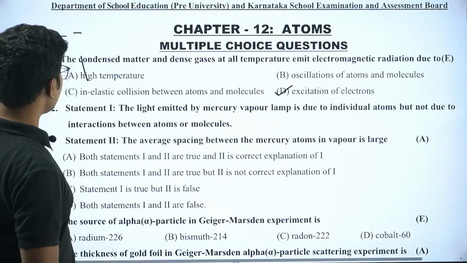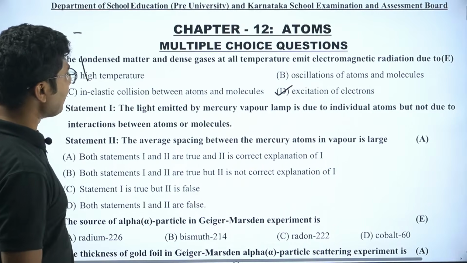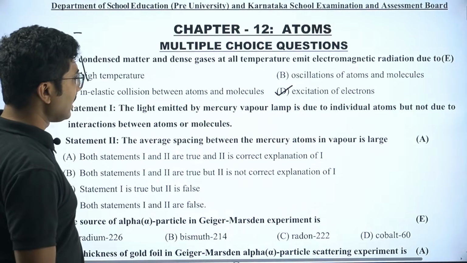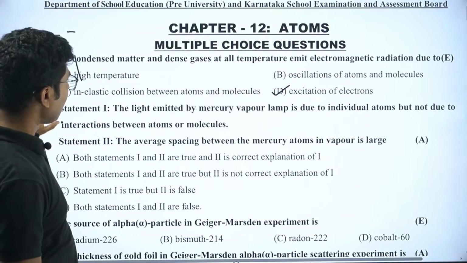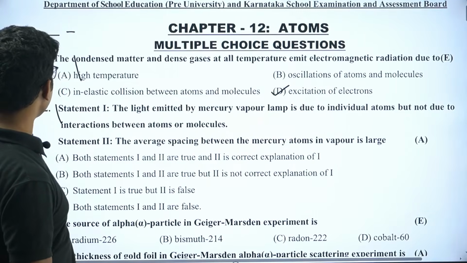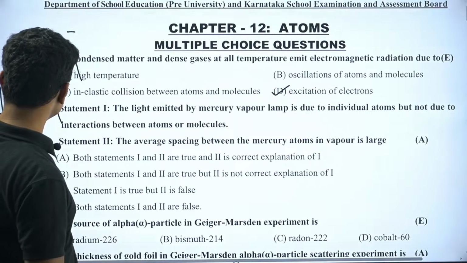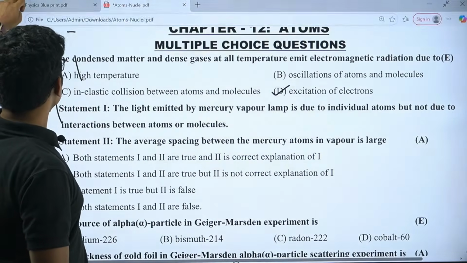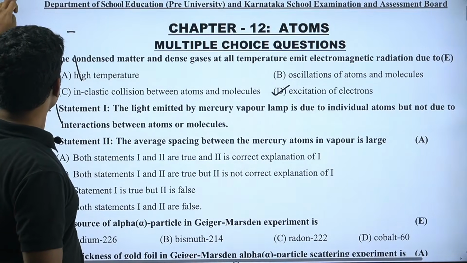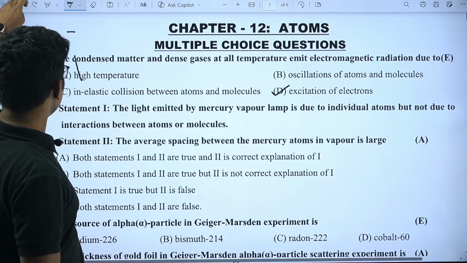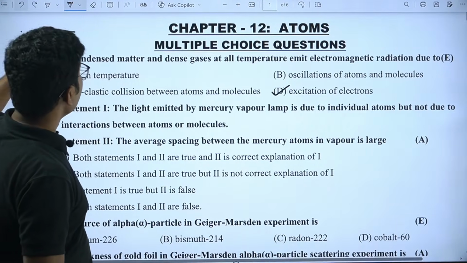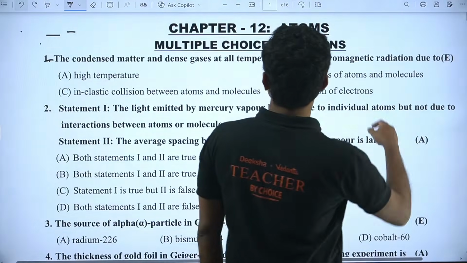Now statement number 2: light emitted by mercury vapor lamp is due to individual atoms. Sorry, I don't know why my scroll is not working. Let me do some undos. I'm not sure why my scrolling is not working.